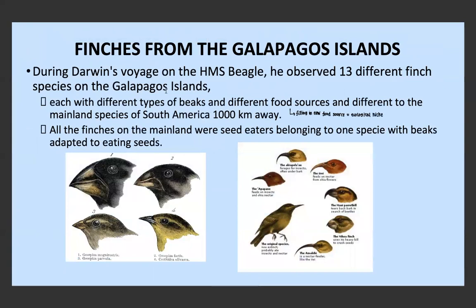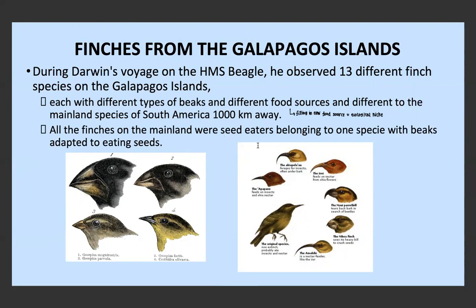So if we look at the finches, during Darwin's voyage, he observed 13 different finch species on the Galapagos Islands. Each of the finch species had a different type of beak. So we can see here that this has a very thin beak, this is a very thick, heavy beak, and some in between. They all have different food sources depending on their beak, and they all differ to the mainland Galapagos finches that were on the mainland South America around 1,000 kilometers away.